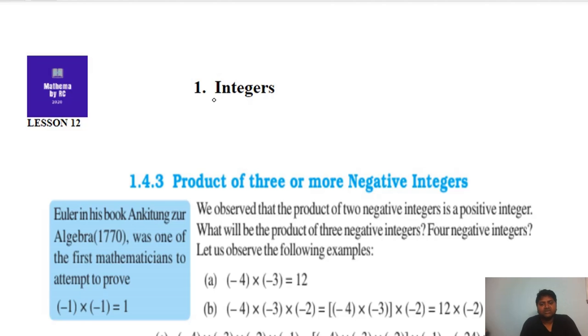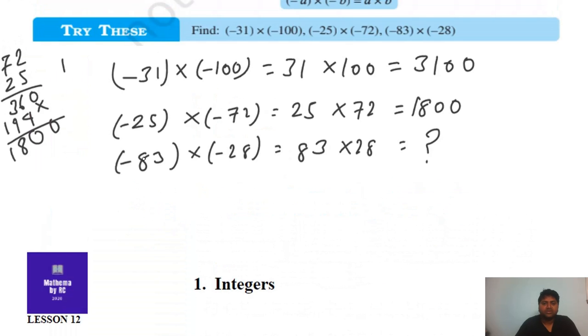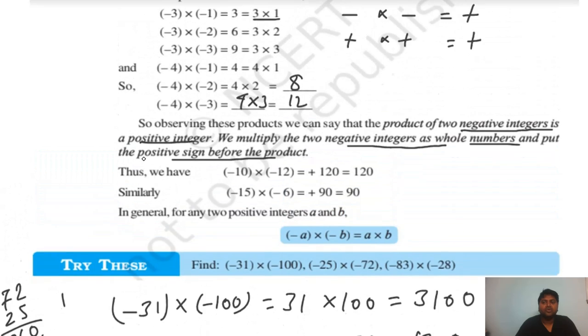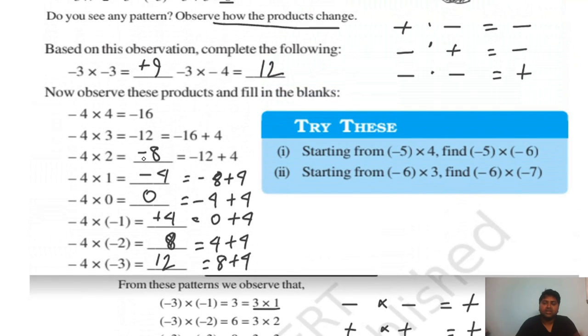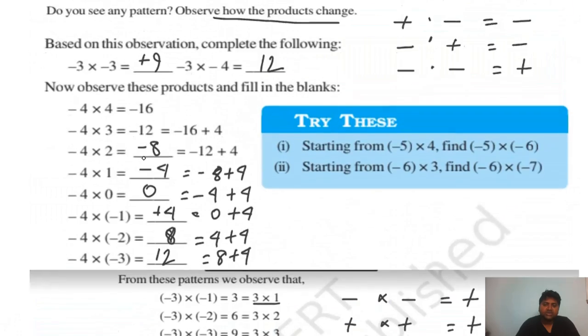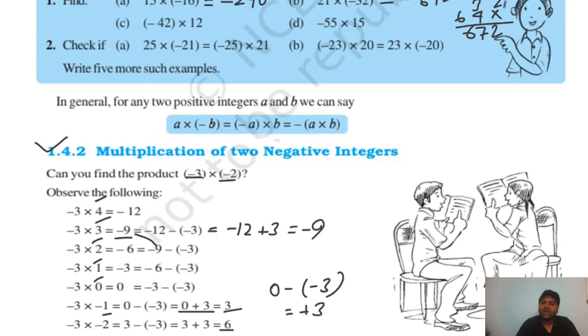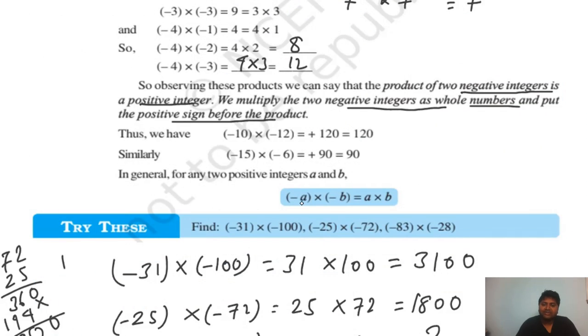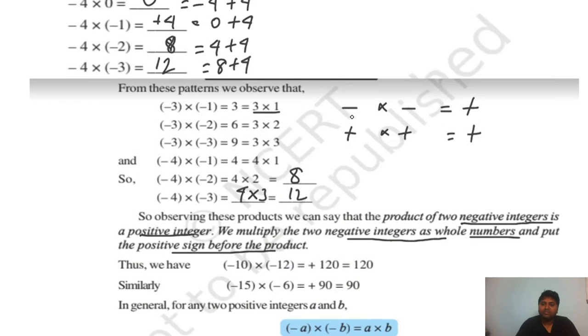In this class, we discuss the product of three or more negative numbers. In the previous class, we saw the product of two negative numbers and the relationship between addition and multiplication. Here we get that a into minus b equals minus b into a, which equals minus of a into b, and also minus a into minus b equals a into b. That means minus into minus is plus, and plus into plus is plus.